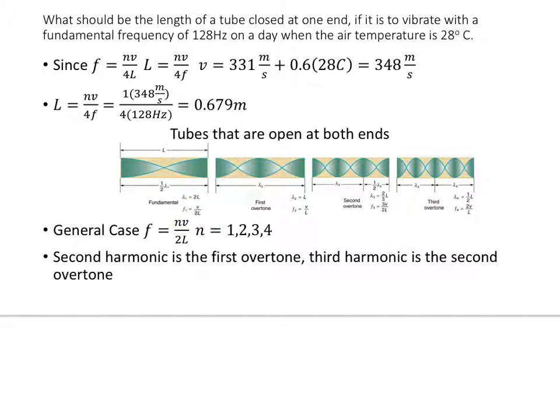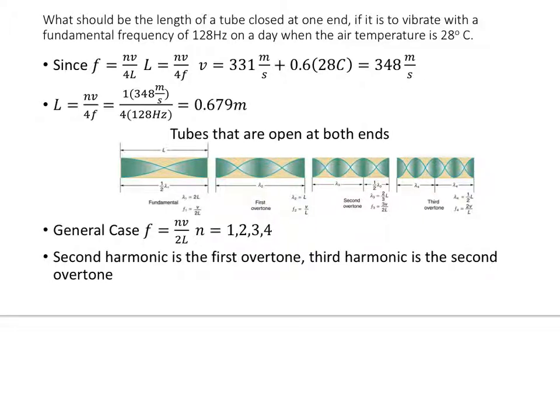Okay, so here are the formulas. Again, we're doing the same thing: frequency is equal to v divided by wavelength. We want to put the wavelength in terms of the length of the column. So here it's 2L, and here it's L, and here it's 3v divided by 2L, and in this case it's 2v divided by L. Okay, so again, we want to find a general case here, which is going to be nv divided by 2L.